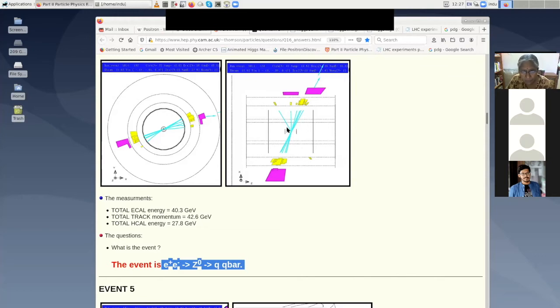If you look at the XZ view, although there are so many particles and they're spread out, it is still a jet cone. Okay, and if you add up all the momenta, it will actually go in the directions which are back to back. Okay, is this understood? So that is why the quarks are observed indirectly.